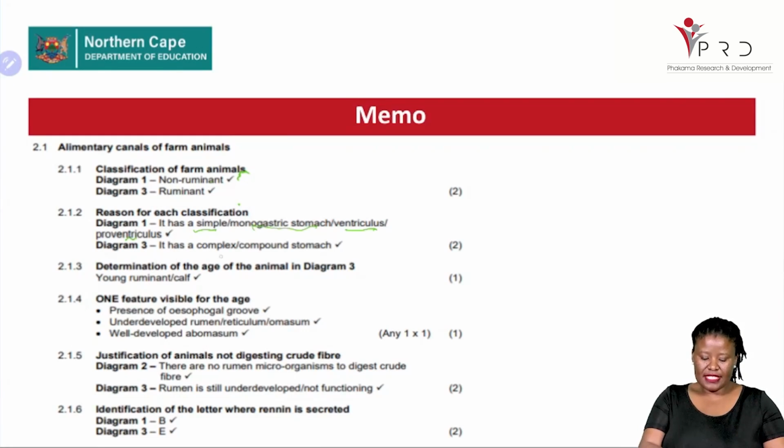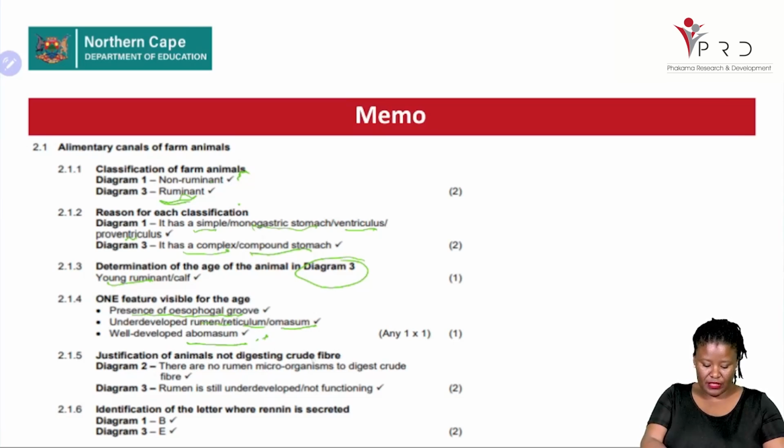Diagram 3 is a ruminant because it has four compartments. Hence we say it has a complex or compound stomach. The age of diagram 3, we say it is young, or it's a calf. Why are we saying it's a calf? It's because there is presence of the esophageal groove in that diagram. It has an underdeveloped rumen, reticulum and omasum, but the abomasum is the biggest one.